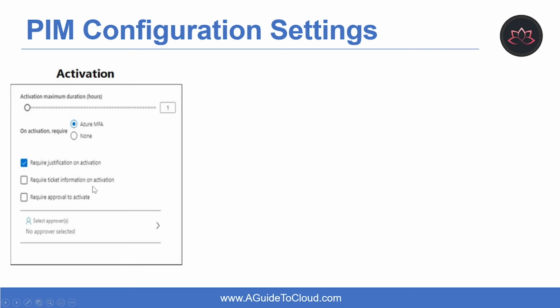The next option is for the user to require a justification. You can request that the user enter a business justification when they activate. And the last option is require approval to activate. If setting multiple approvers, approval completes as soon as one of them approves or denies. You can't require approval from at least 2 users.